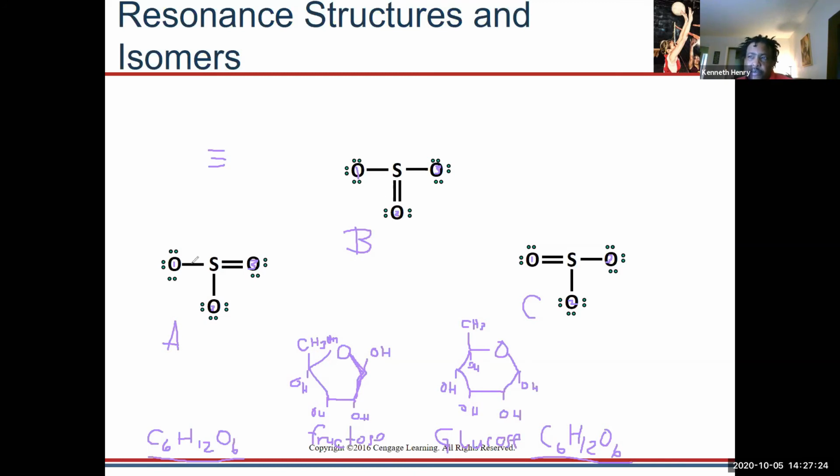Where here it was on oxygen 3, here it is on oxygen 2, and here it would be on oxygen 1. So do you guys see how that differs from an isomer? Okay. So let's say we have something like this.